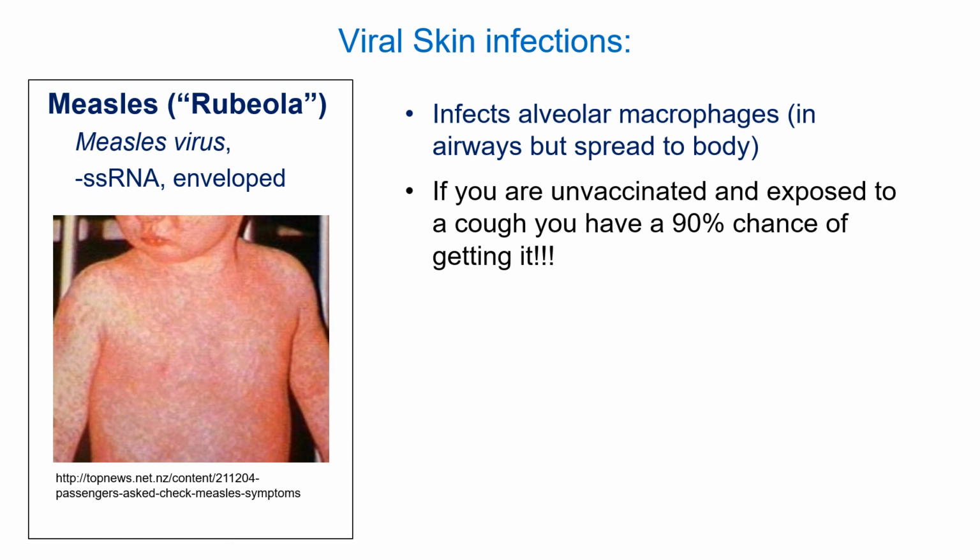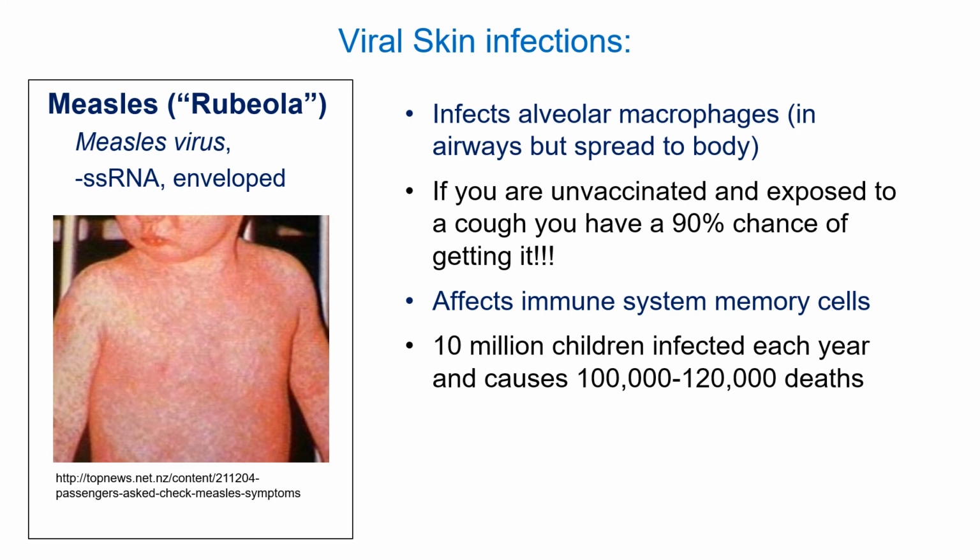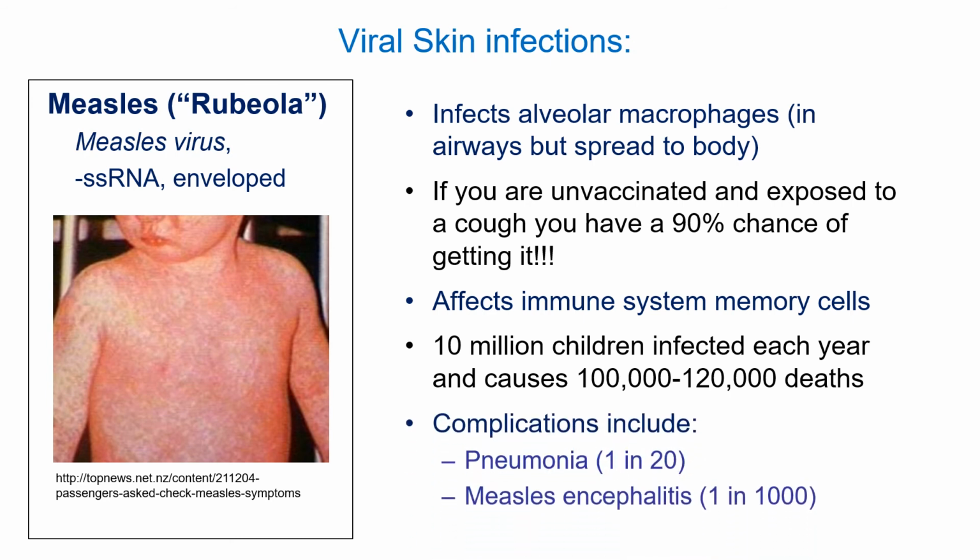So here are some numbers. It says if you're unvaccinated and exposed, you get about a 90% chance of getting it. Very, very infectious. I mentioned it affects the immune system. Here are some numbers. It says it infects about 10 million children a year, and that's about 100,000 deaths. Complications, I'd mentioned pneumonia. I can't remember if I mentioned that or not, but also encephalitis, which means it's infecting the brain. We'll talk about encephalitis a little bit later on in this unit.